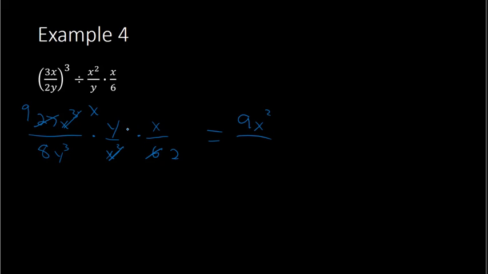And then we have the y as well. So we see here a y on the top, y to the third on the bottom. Those can divide. And when I divide, I'm going to have y squared left over on the bottom. So on the bottom we have 8 times 2 is 16, and then y squared, and that would be it. So we have 9x squared over 16y squared.